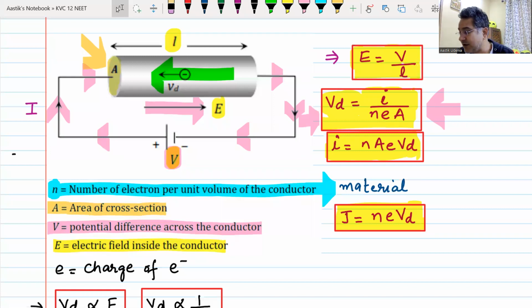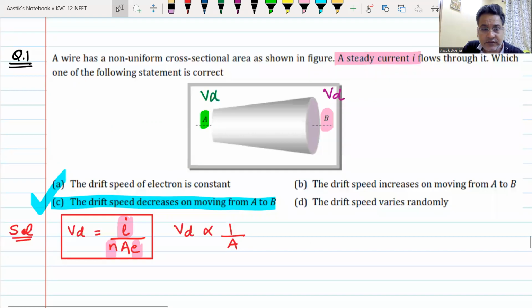I is equal to nAeVd and current density is neVd. We all remember these relations? We had done some problems on these relations as well, where we found out the relation between drift velocity, current and all those things.